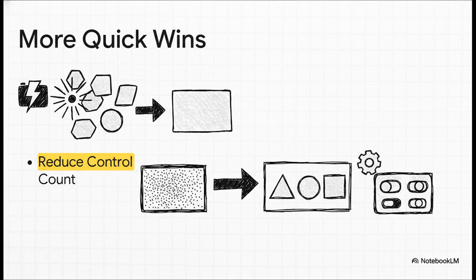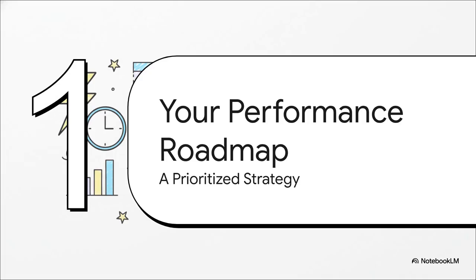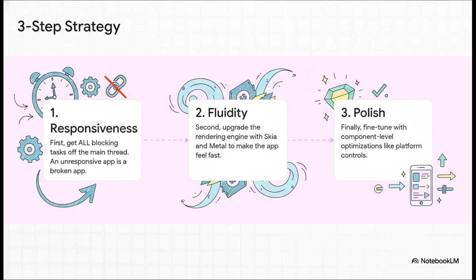Simplify your layouts. And finally, be aware of global flags like global event-driven display updates. It's great for battery life on static screens, but if you have continuous animations, you might need to turn it off to get a nice, consistent frame rate. Wow, we have covered a lot of ground, from high-level architecture all the way down to these little component tweaks. So let's wrap all this up into a simple, prioritized strategy that you can take back to your own projects and start using today. Here it is, your 3-step roadmap to a high-performance FMX app.